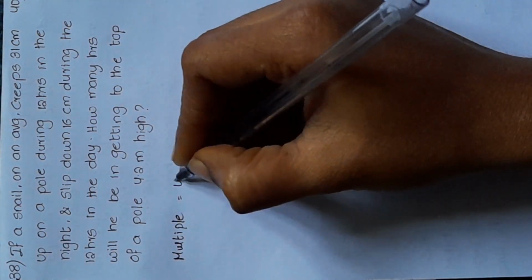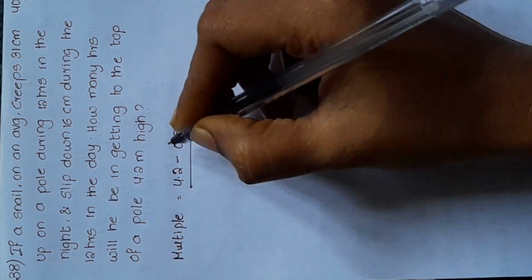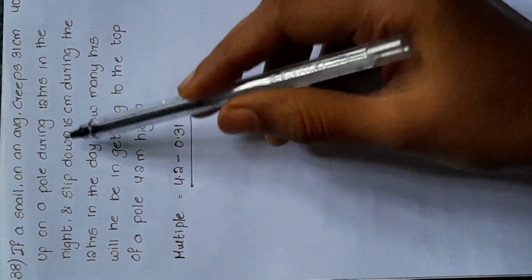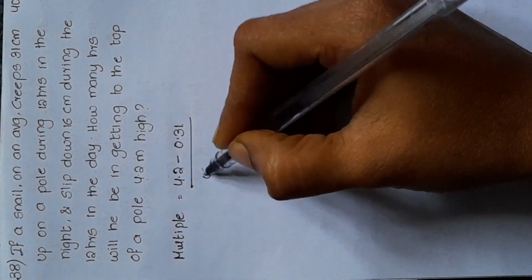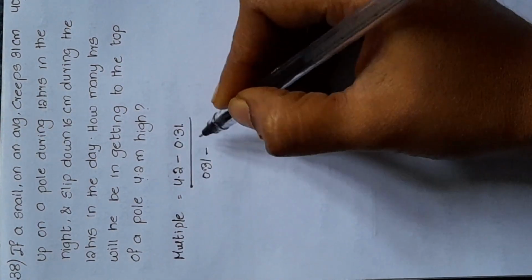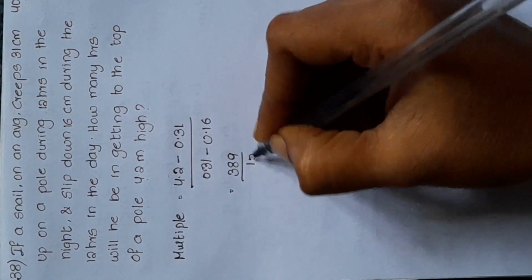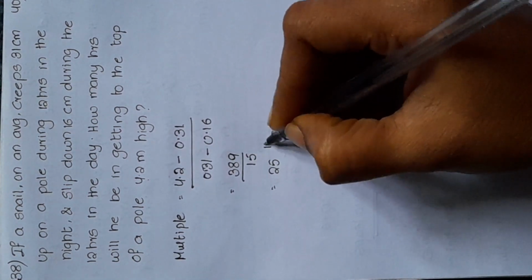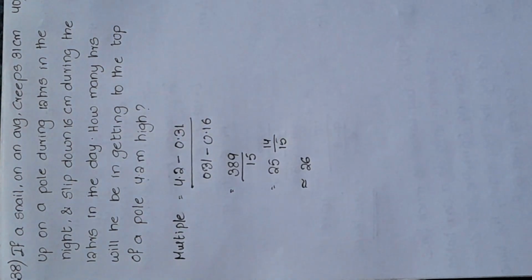Multiple is equal to length of the pole is 4.2 minus length of ascent is 0.31 by, here the pole height is given in meters and the length of ascent and length of slip down is given in centimeters. So converting this into meters, we get 0.31 meters. By length of ascent is 0.31 minus length of slip down is 0.16, which is 389 by 15. This can be written as 25 14 by 15. This is not a whole number, so equalize this to 26.